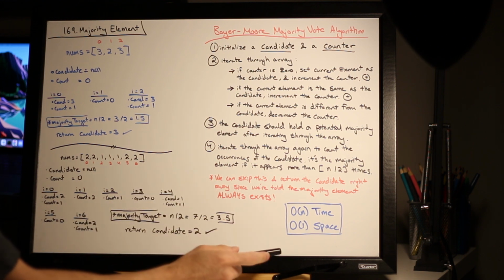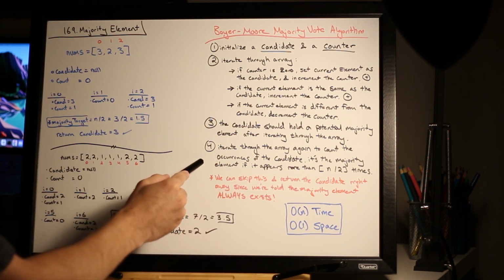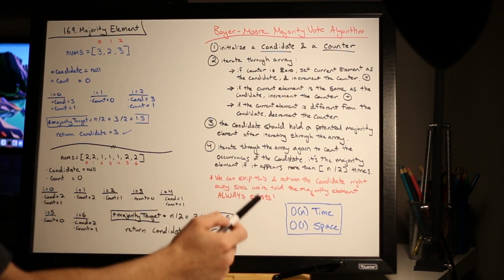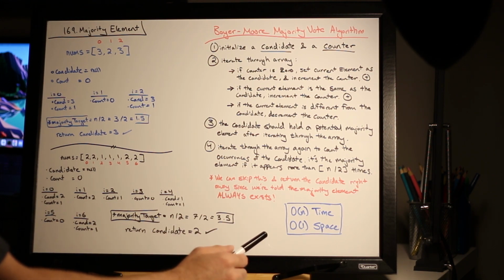Finally, we can iterate through the array again to count the occurrences of the candidate and validate if it's the majority element. And it's the majority element if it appears more than n over 2 times, where n is the length of the array, so that just means if it appears more than half the time.